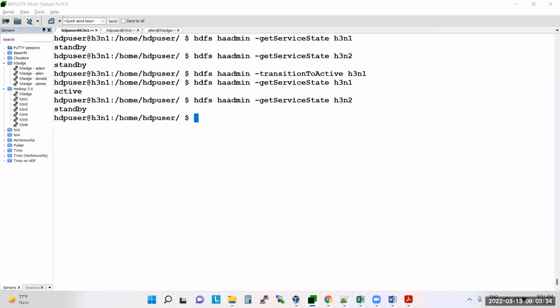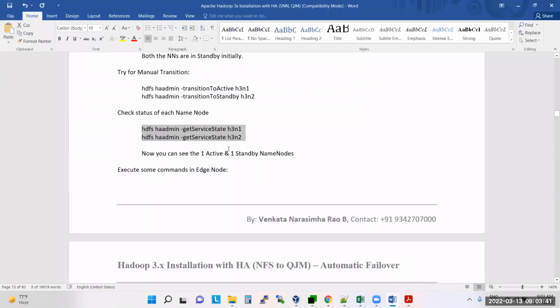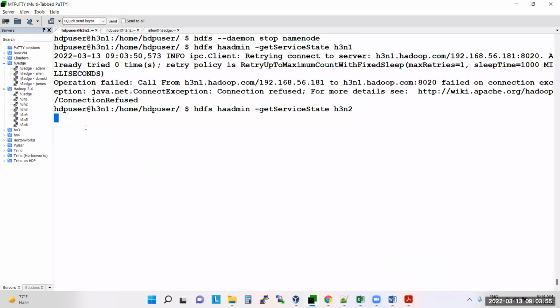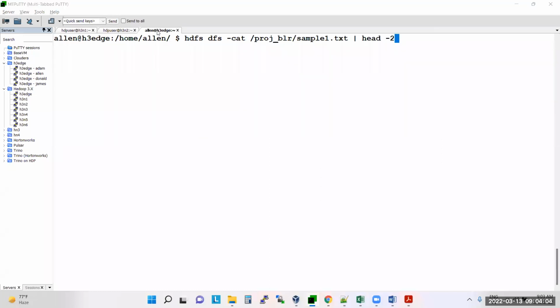Now, what will happen if name node 1 is stopped? I'm stopping name node 1. Now see the status of both name nodes. The first one is not running, and the second one is standby. Now what will happen if Anil runs a command? Again, the same problem. It will keep on searching because we don't have an active name node.